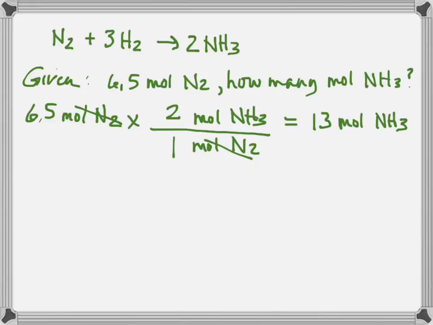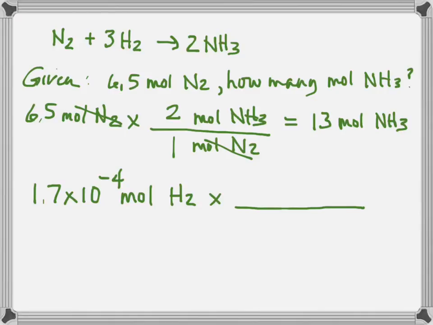Let's do another one. What if I had 1.7 times 10 to the 4th? Well, let's make that negative 4. 10 to the minus 4 moles of hydrogen. How many moles of ammonia could I make? So we want to multiply by moles of ammonia, and then we would divide by moles of hydrogen.